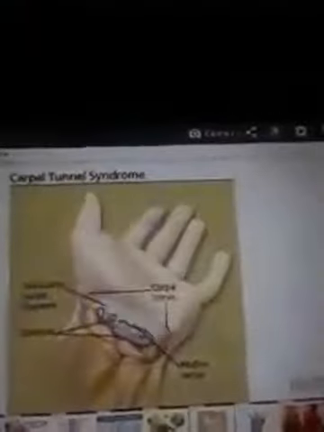Okay, so this is a pictorial presentation of the condition. So the carpal bones, just a look at the carpal bones here. We can see the carpal bones here. Yes, so this is the carpal bone.